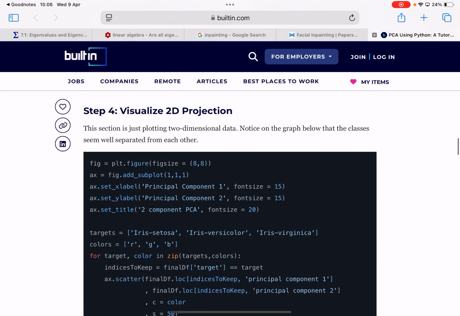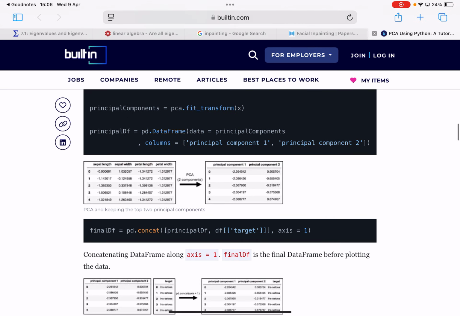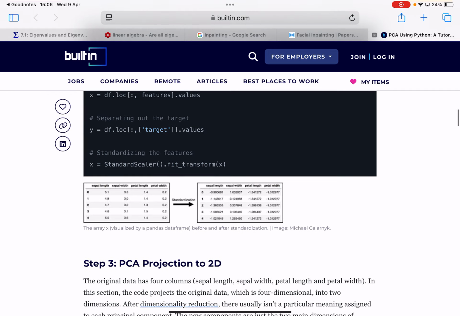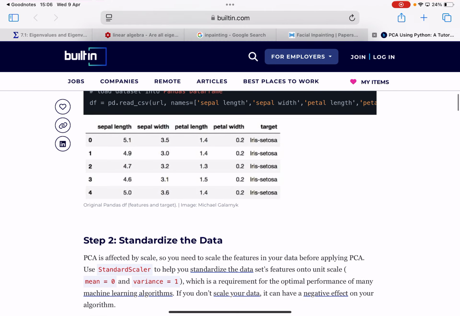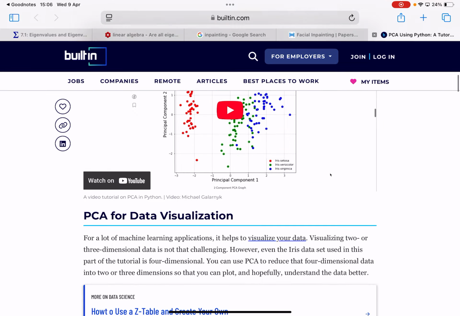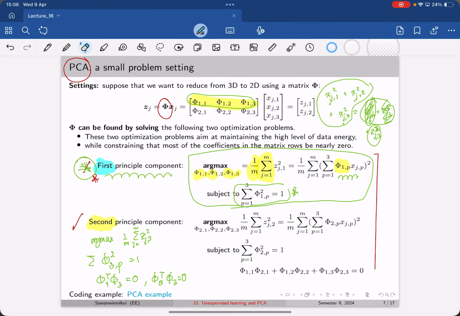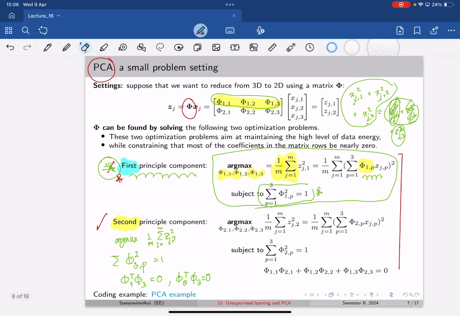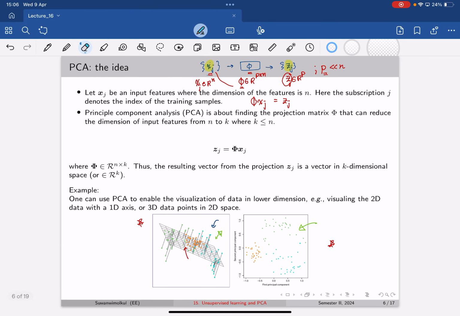But anyway, you can follow this example for your coding if you want to apply PCA, because I don't want to develop another code, but you can look at it. Anyway, let us go back. That was the application side, but today we will talk about the theoretical side of it.